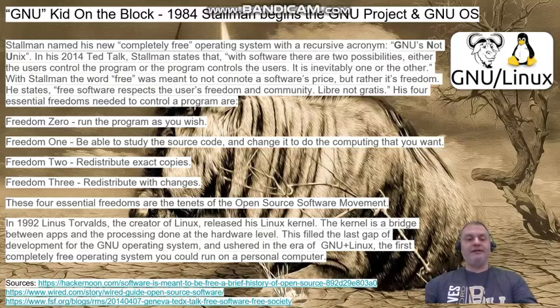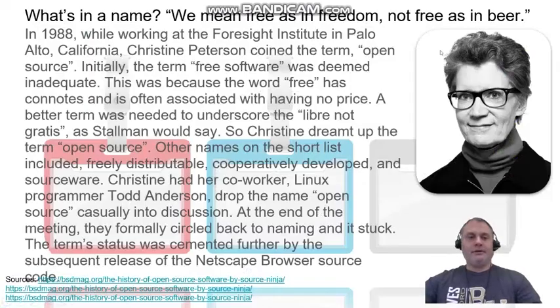So it took a while. It took a little less than 10 years for the GNU OS to get off the ground, and the final piece of the puzzle was the Linux kernel that Linus Torvalds released to the public. And it ushered in the era of GNU/Linux, a completely free operating system that you could run on your personal computer.